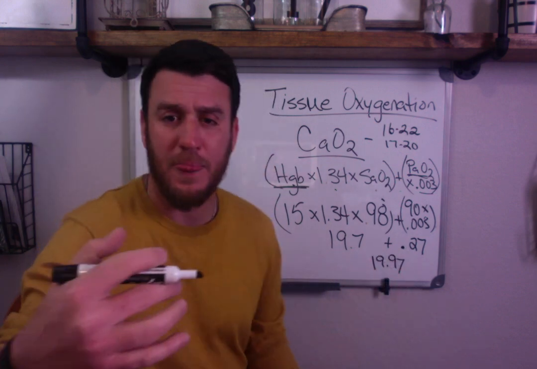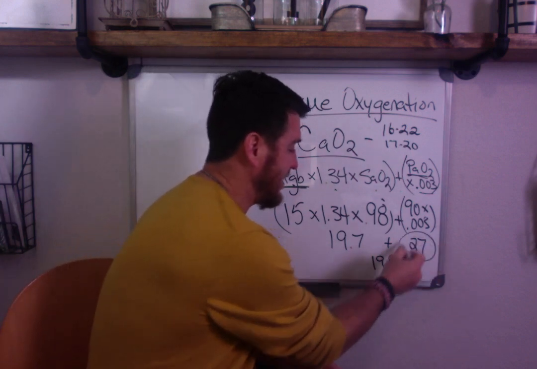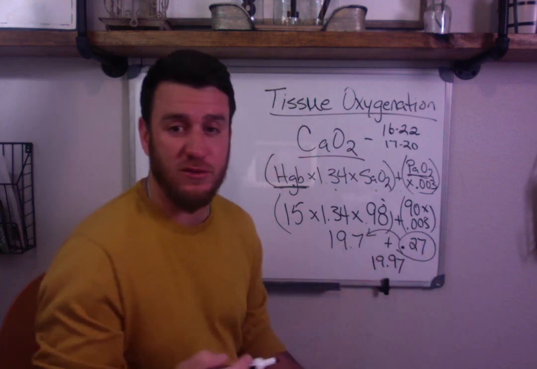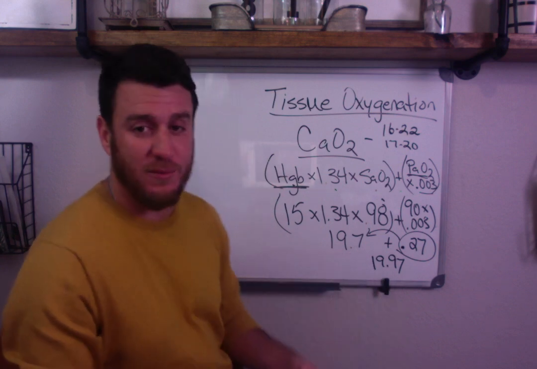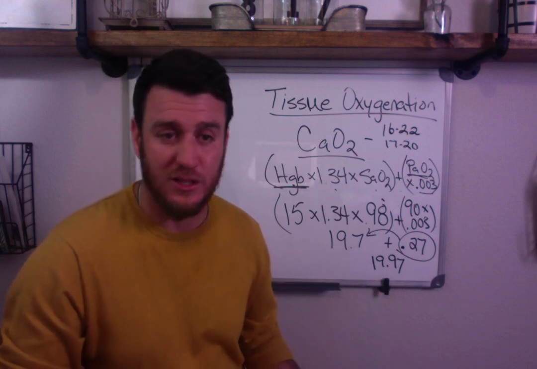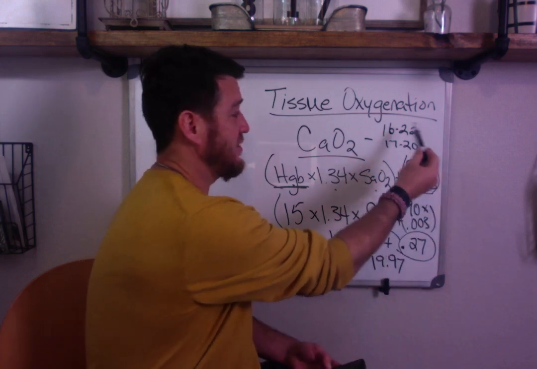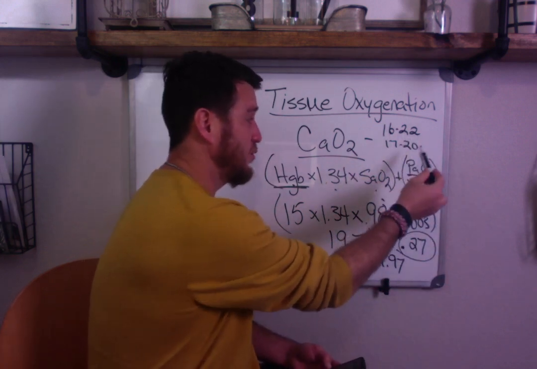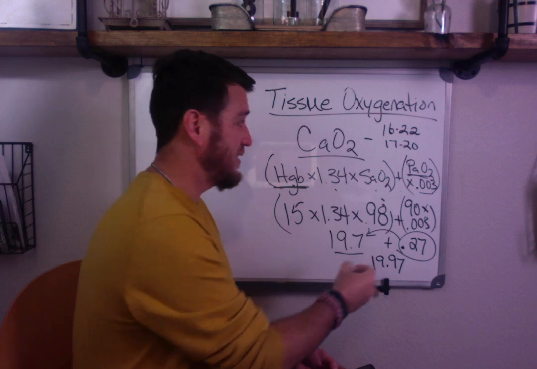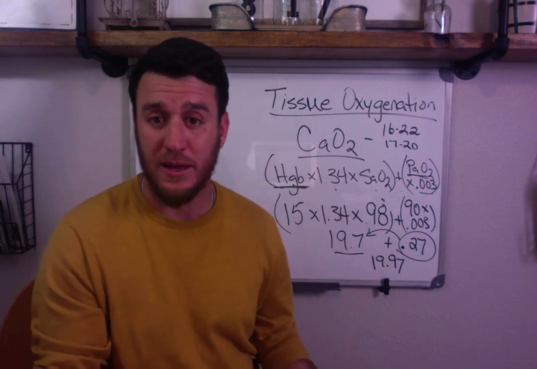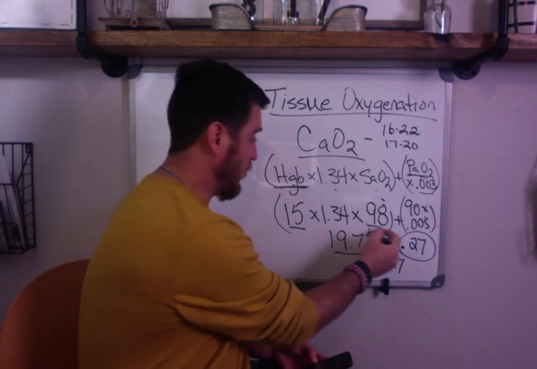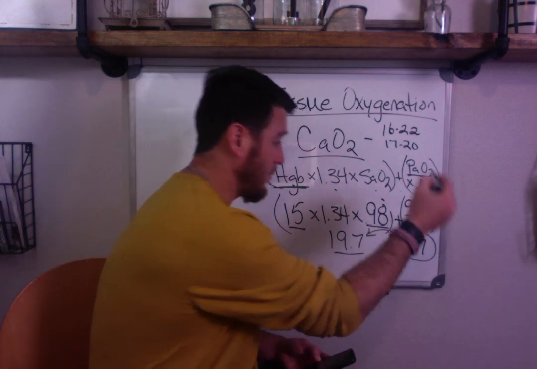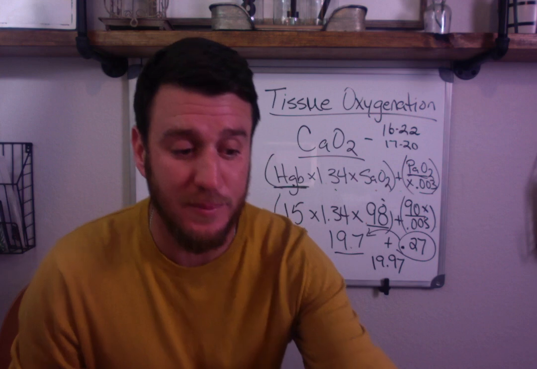So when you add these together, you see you get 19.97. Now, before we even added this number to our value, you can see we already had a normal value. It's only going to go up from 19.7. So remember, normal, 16 to 22, if you're using 17 to 20, it doesn't matter. 19.7 is normal. And so this person, obviously, normal hemoglobin, normal saturation, normal PaO2, everything's going to be normal.